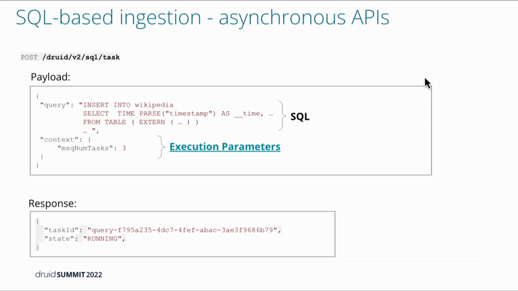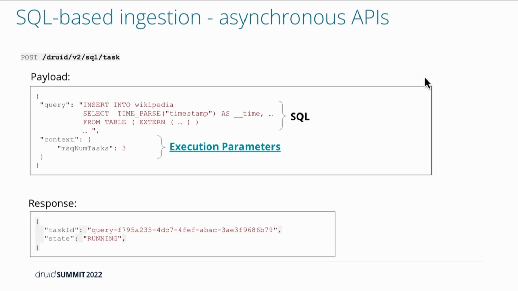So starting with the APIs, SQL-based ingestion enables a new endpoint where you can issue a post request to Druid v2 SQL task with a payload that includes two main properties: the query, which is the SQL that you're going to execute, and the context, where you can specify execution parameters. One of the more common parameters to use is MSQ num tasks. This allows you to specify how many workers are going to be involved in executing this particular operation.